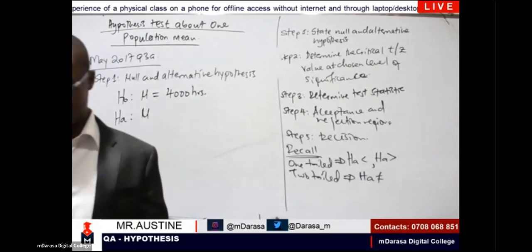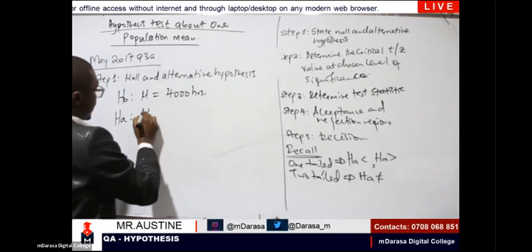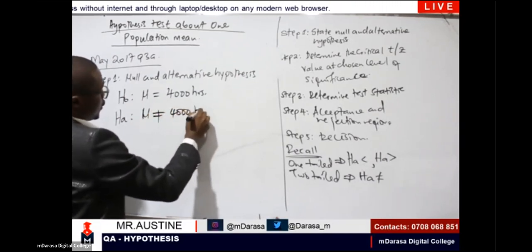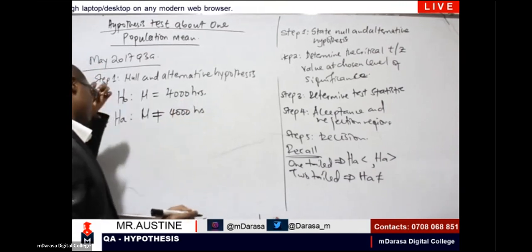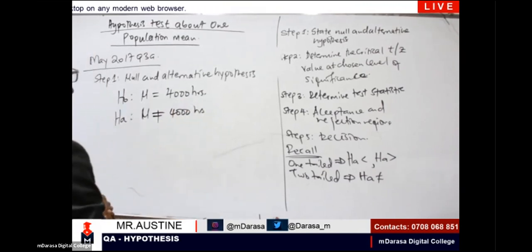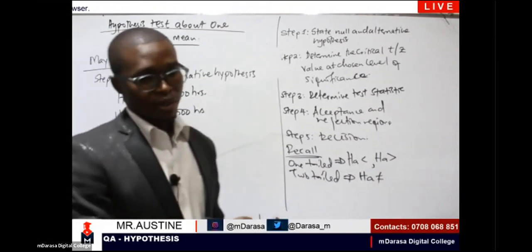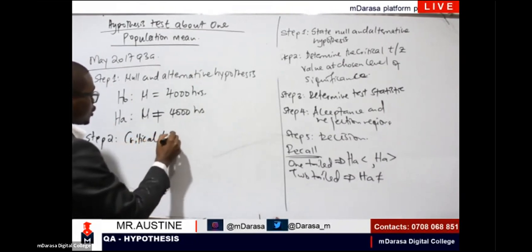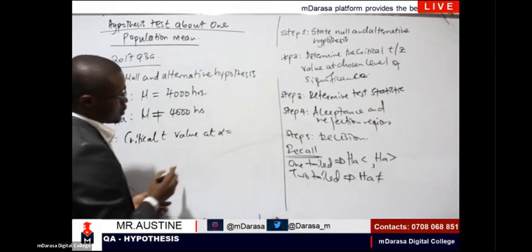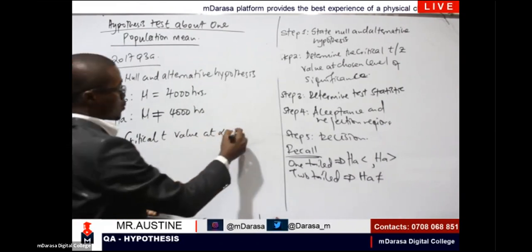HA, the alternative hypothesis: the direction has not been specified, so automatically we are going to use a two-tailed test. You're going to say that the hypothetical mean is not 4,000 hours. If it's not 4,000 hours, it can be less or greater than 4,000 hours. That is step 1. Step 2: the sample size is 10, so we are going to determine the critical t-value at alpha, the level of significance. We've been given a level of significance of 5%, so alpha is 0.05.